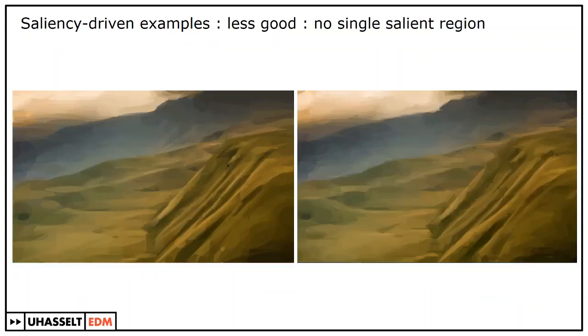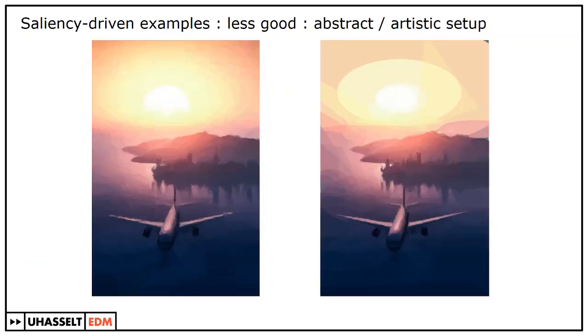There's another problem if you have images that don't have a very clear salient region. For example, here everything is almost as important, and so it doesn't really make a large difference. This is similar to if you have a more abstract or artistic setup. Here the salient region is the airplane, and we do have more detail there, but it could be argued that the quality loss in the sun is worse and is to be prevented, and so the random version on the left is actually the one that users would like to view more.